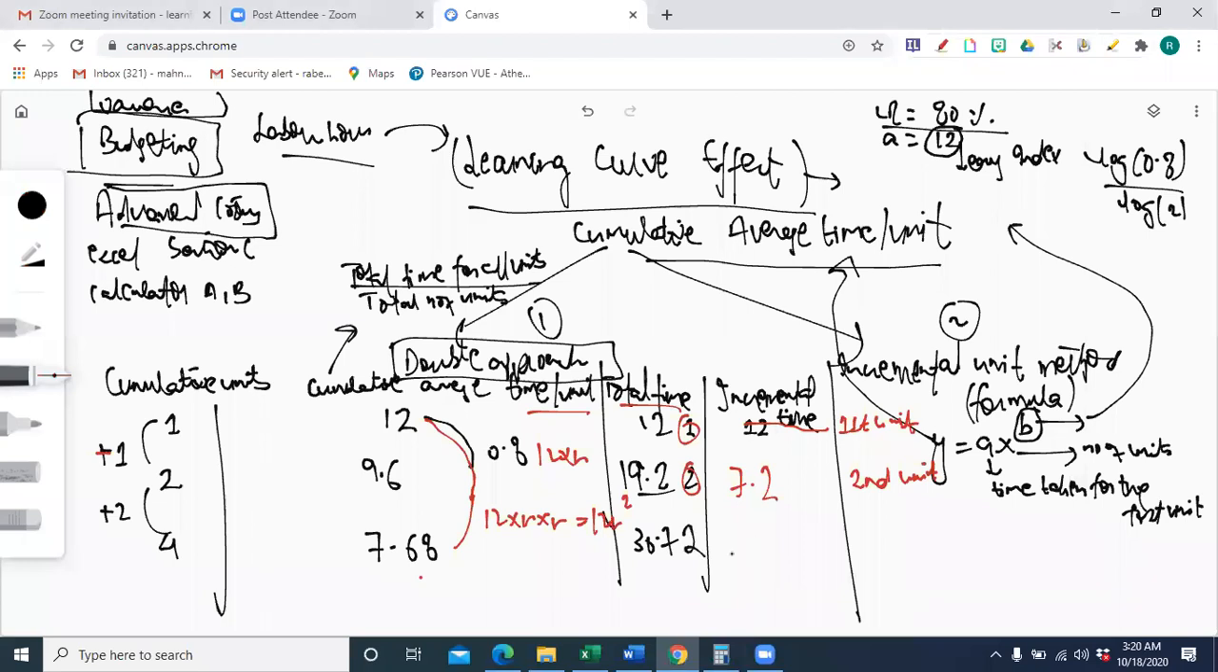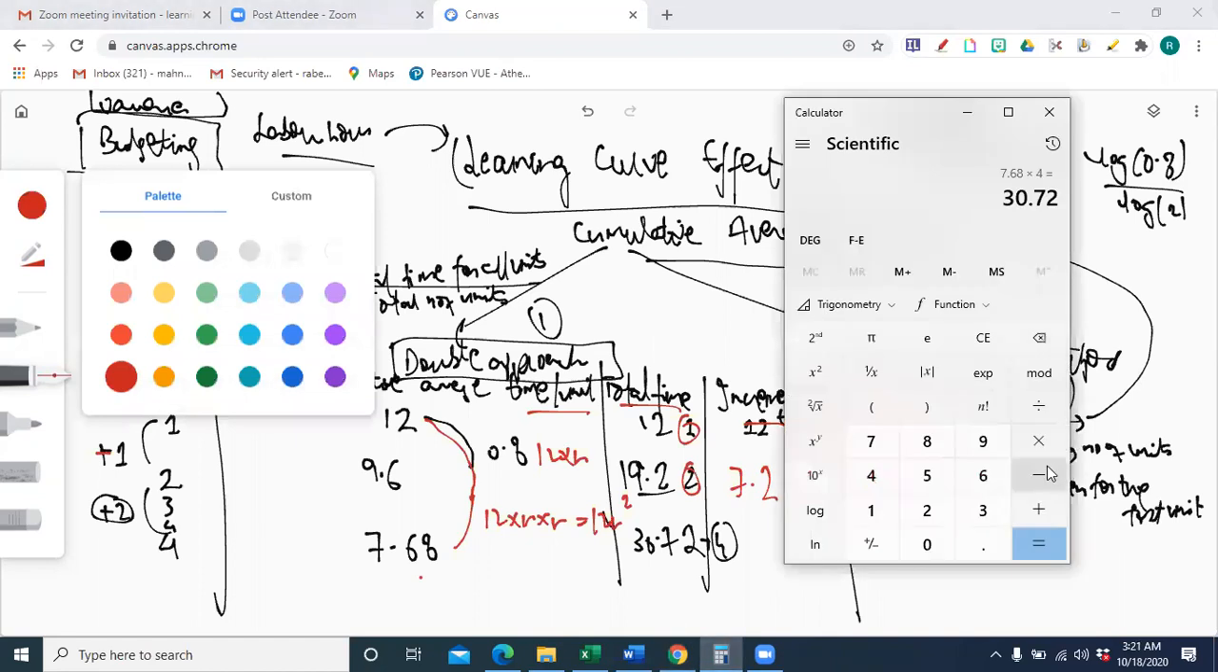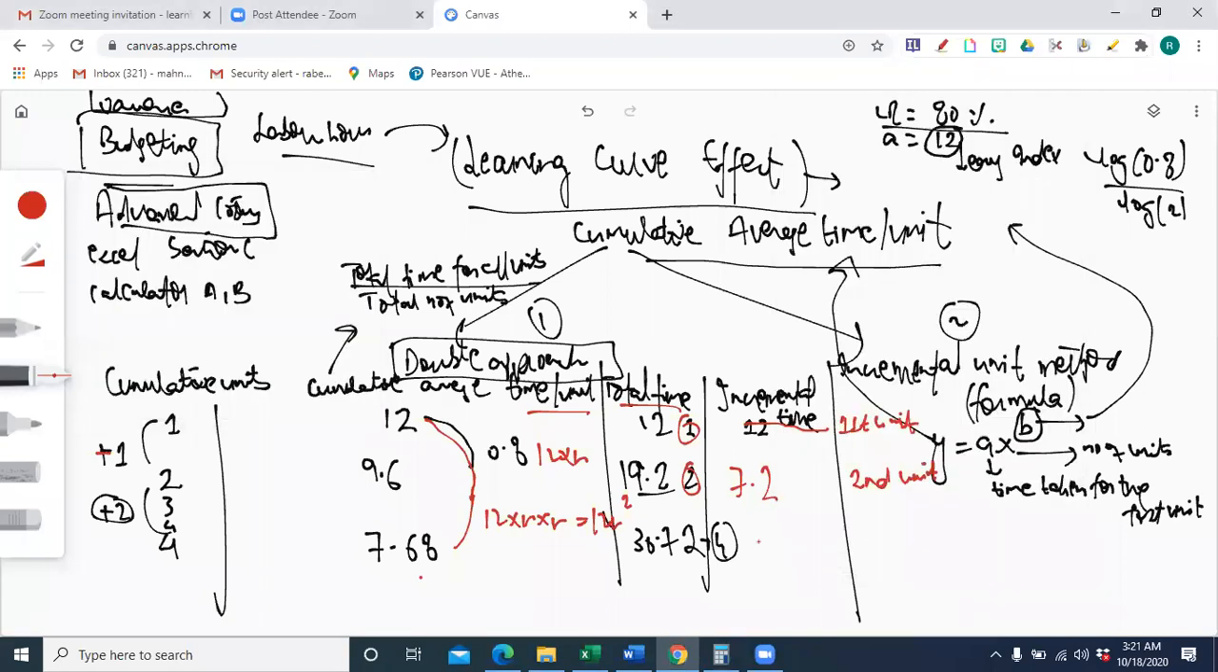30.72. This is the total time for 4 units, and this is the total time for the 2 units. If I deduct the total time for 2 units from the total time of 4 units, what I am going to get is the time for the next 2 units, which are 3 and 4. So if I deduct 30.72 minus 19.2, I'm getting 11.52. What do you think it is?